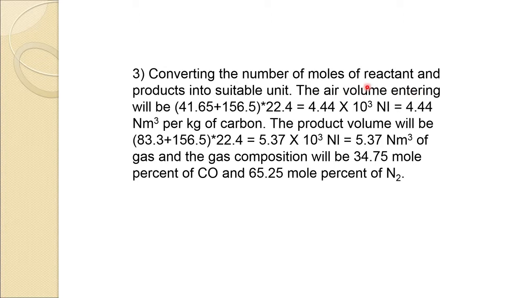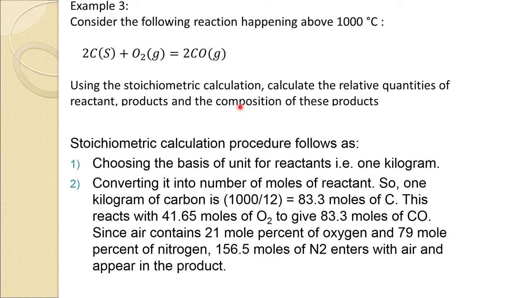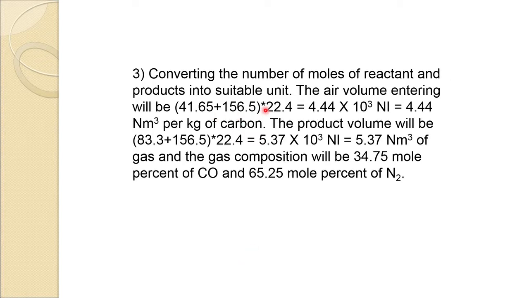So, knowing that, converting the number of moles of reactant and product into suitable units, and the air volume entering, this is the oxygen and nitrogen we calculated here, oxygen moles and nitrogen moles. We multiplied with 22.4, as you know the volume of gas at STP, then you can get 4.4 into 10 to the power 3 normal liter. This unit is normal liter, which you convert into normal meter cube per kg of carbon.